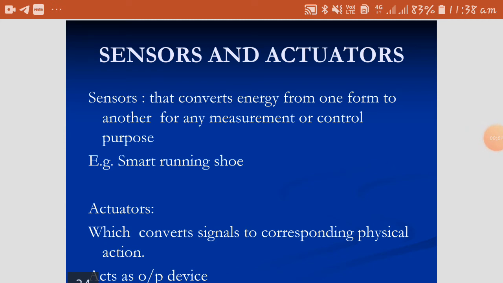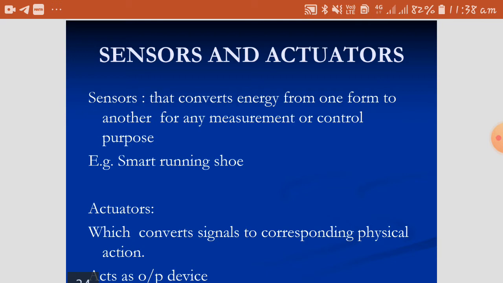Hi everyone. Today we are going to discuss the second unit of embedded systems. In this unit, we are going to discuss some important concepts of embedded systems. Now I am going to explain the sensors and actuators part of the second unit. In this unit, we are going to get 10 marks questions on sensors and actuators.